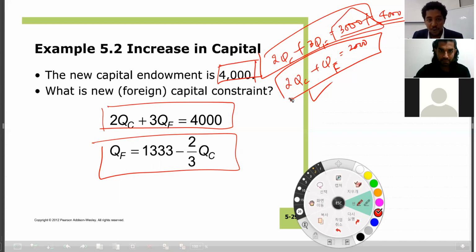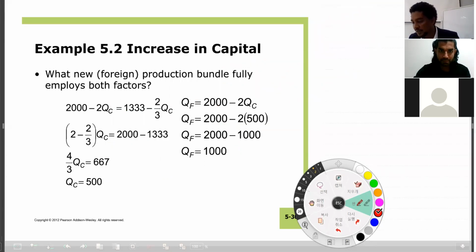So I'm trying to show you what will happen to the production possibility frontier if we increase capital from 3,000 to 4,000. And as you know, food is the one which is capital intensive, and clothes is labor intensive. So from this, you can guess that the production of food will increase, right? Because food is the one that is capital intensive. So from these two equations, you can find the amount of food and clothes like this, okay?